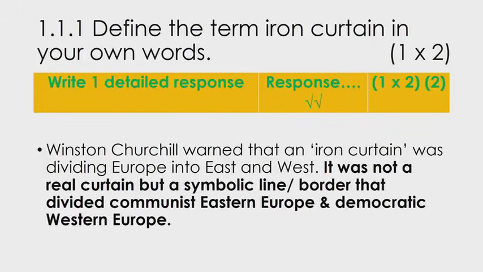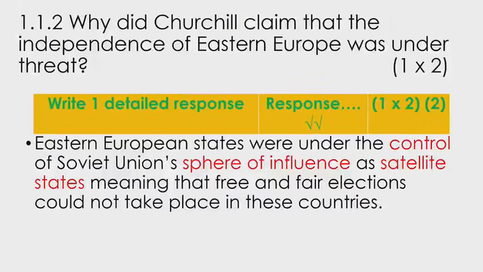So we could say Winston Churchill warned that an Iron Curtain was dividing Europe into East and West. It was not a real curtain, but a symbolic line or border that divided communist Eastern Europe and democratic Western Europe. Right? And just like that, we will be awarded our 2 marks. We can move on to 1.1.2.